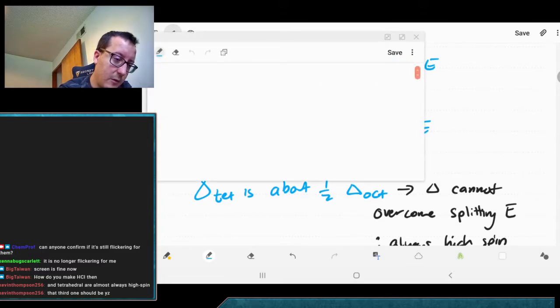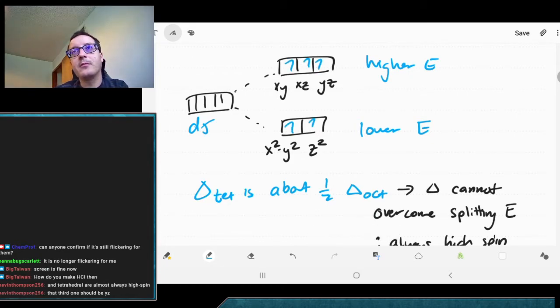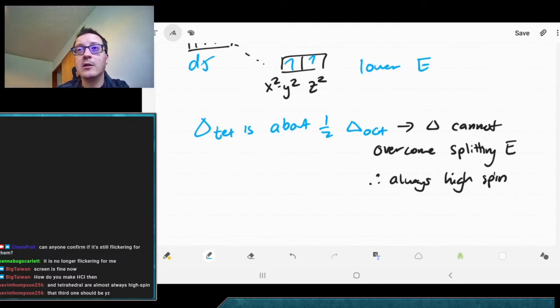Let's do something D5, where you have something completely, all of them unpaired. This thing will be paramagnetic. It's going to be high spin. So pretty much for all your ligands, you're always going to have high spin complexes with tetrahedrons.